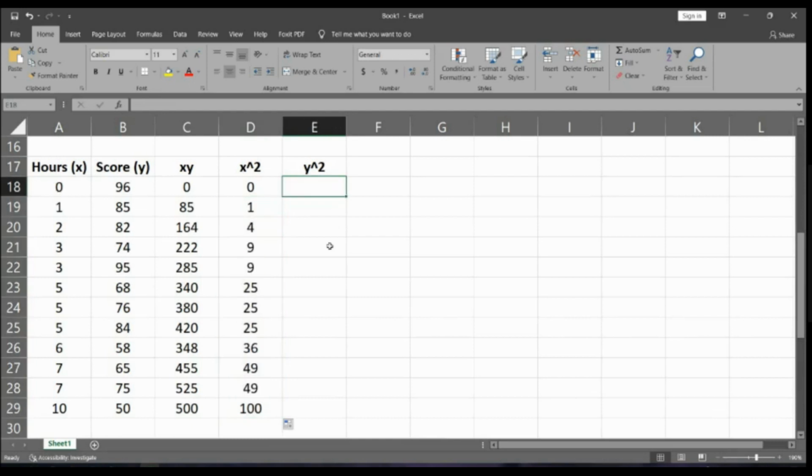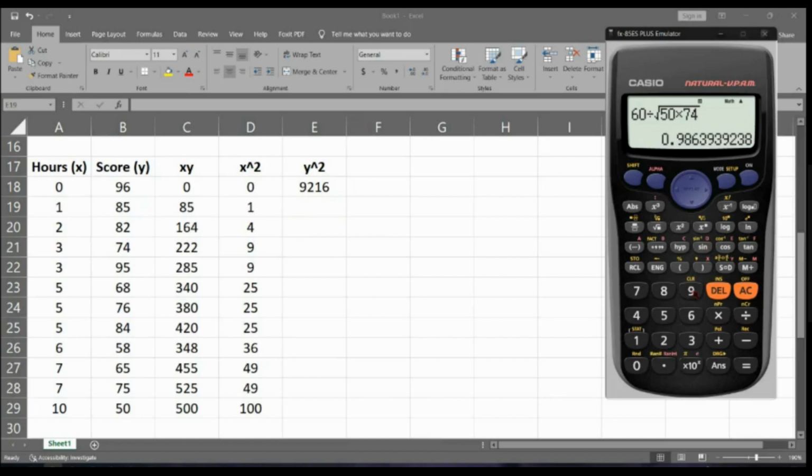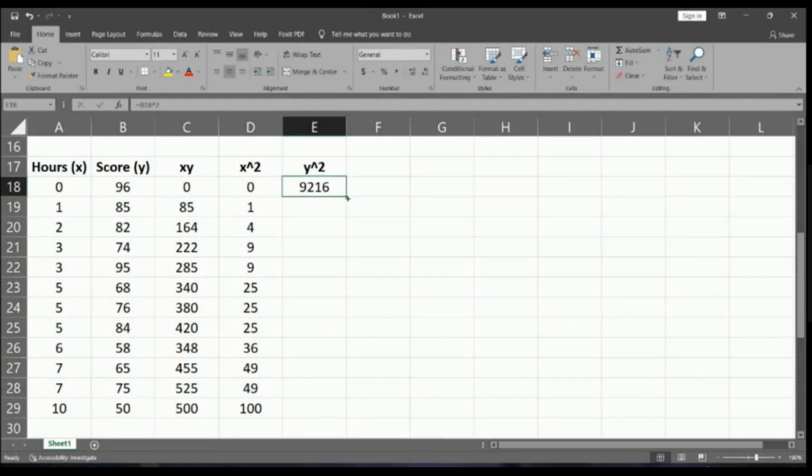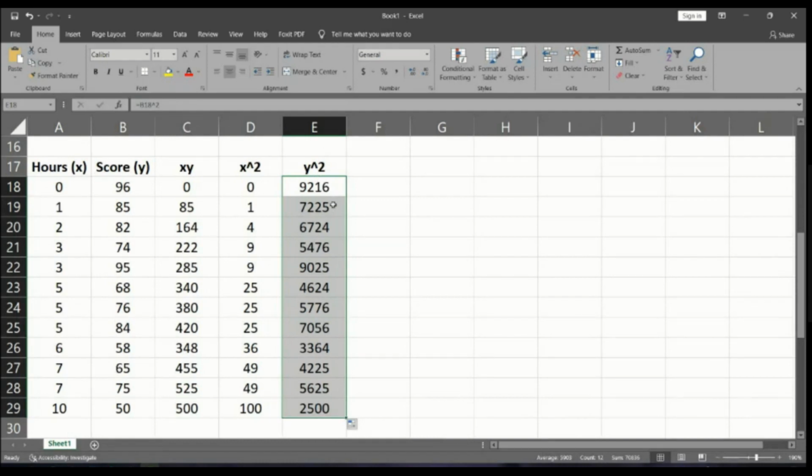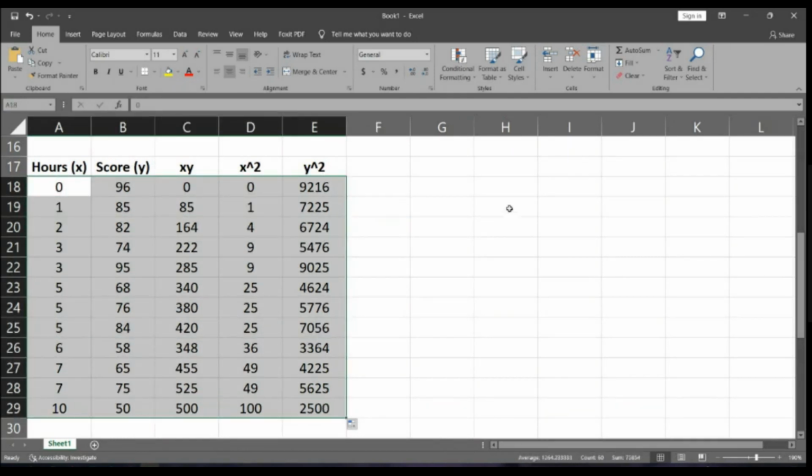Okay? And then for y, this is y squared. I would like to use squared na. 96 times 96. If you want to confirm that, you may use your calculator and see if this confirms your Excel, which is true naman, 9,216. So you may drag again the formula to be copied to the rest of the cell. And that's it. We now have completed the table.